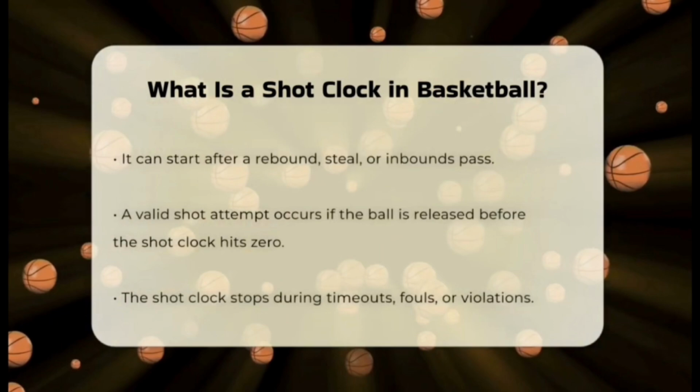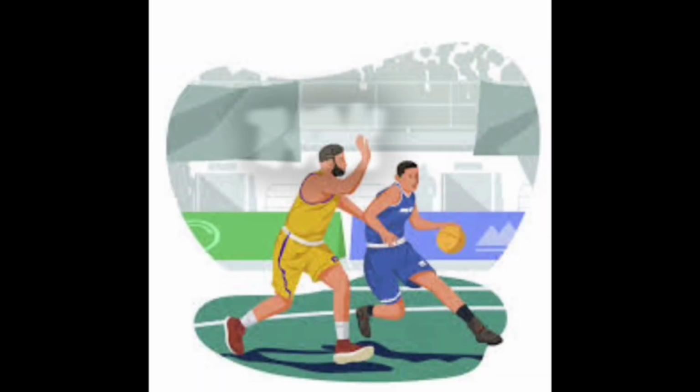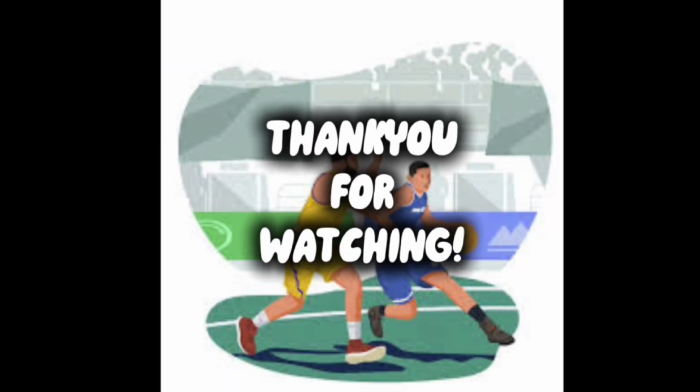The shot clock stops during timeouts, fouls, or violations. It resets to 24 seconds with a possession change to the other team. In some cases, the shot clock resets to 14 seconds after certain situations like offensive rebounds. And that's all. I hope you learned something about this shot clock violation.